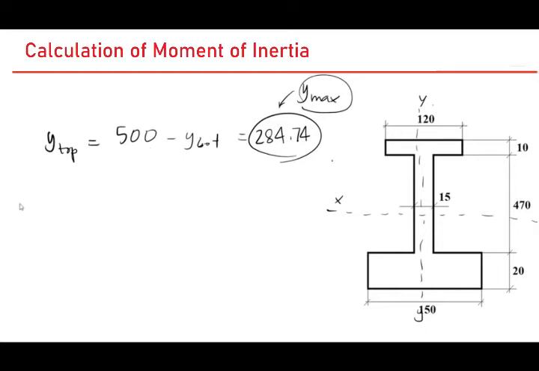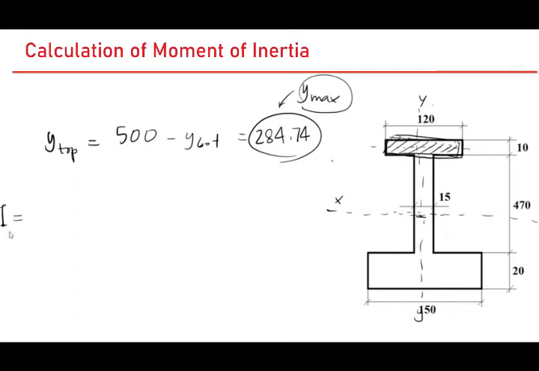Now we have to calculate the moment of inertia. To calculate the moment of inertia, we have to use the concept of parallel axis theorem. Because if you split this entire cross section into different areas, you can see that the centroid of this particular small area is over here, but the centroid of the entire cross section is somewhere else. So you need to transfer the moment of inertia to this axis.